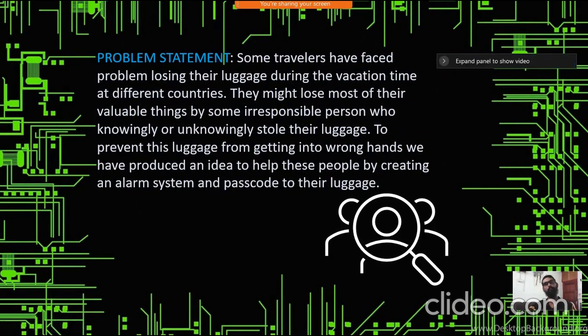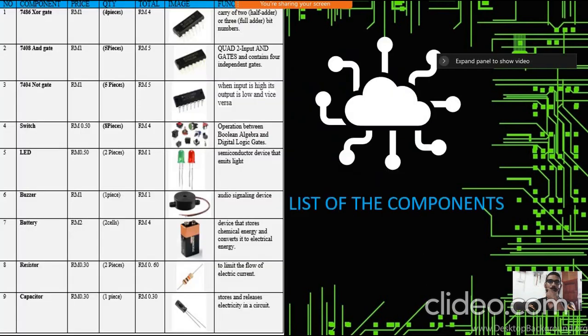Okay, this is the luggage security problem statement. Some travelers have faced problems losing their luggage during vacation time in different countries. They might lose most of their valuable things to some irresponsible person who knowingly or unknowingly stole their luggage. To prevent this luggage from getting into the wrong hands, we have produced an idea to help these people by creating an alarm system and passcode for their luggage.